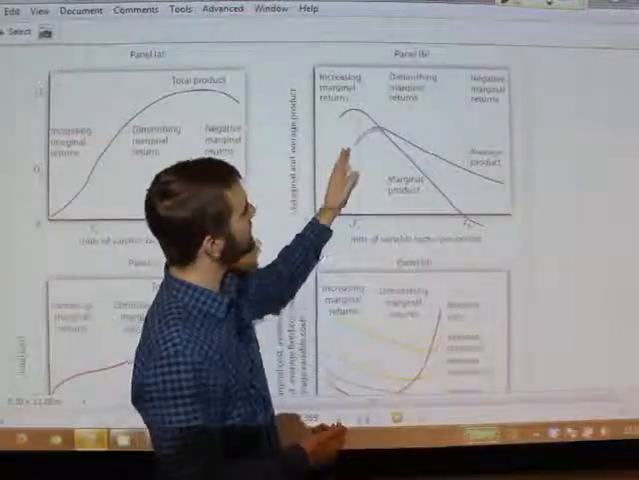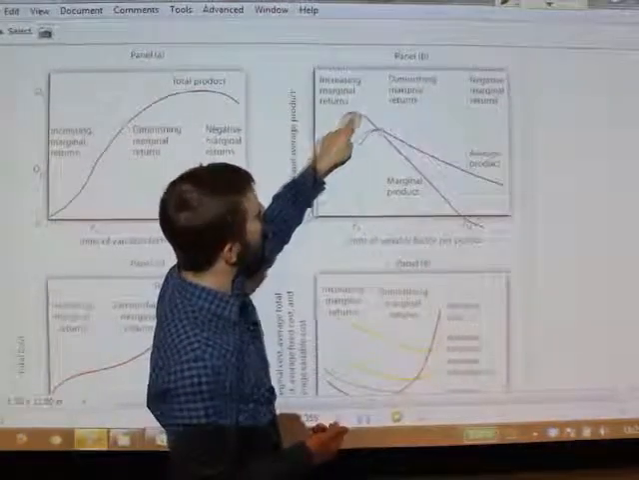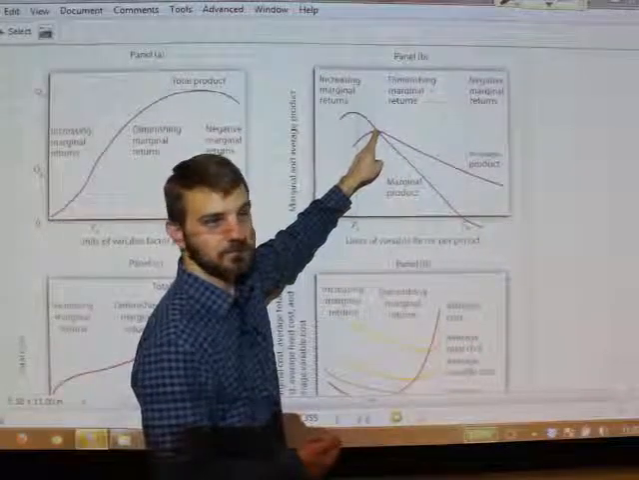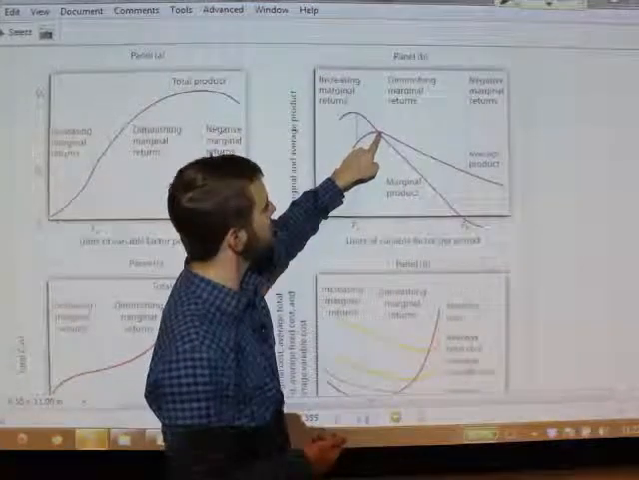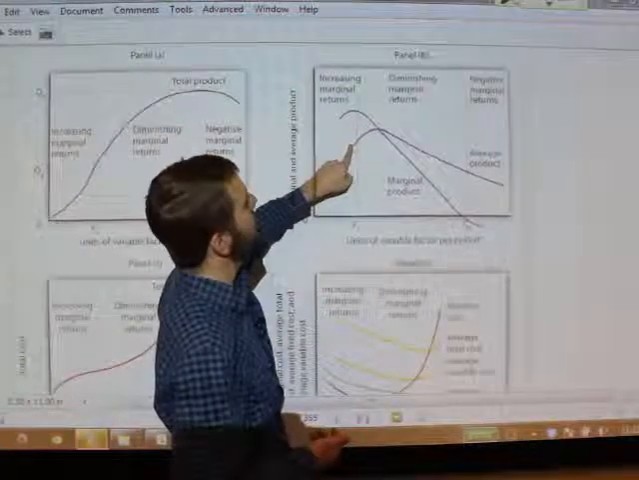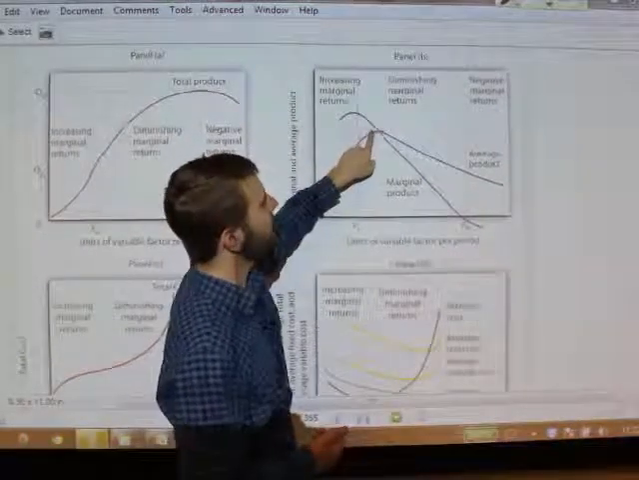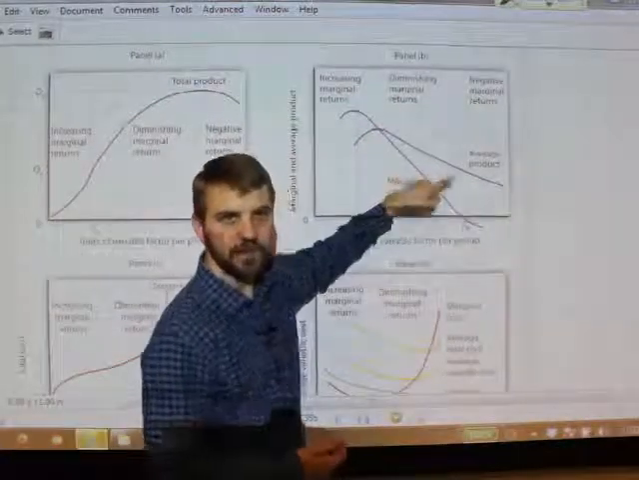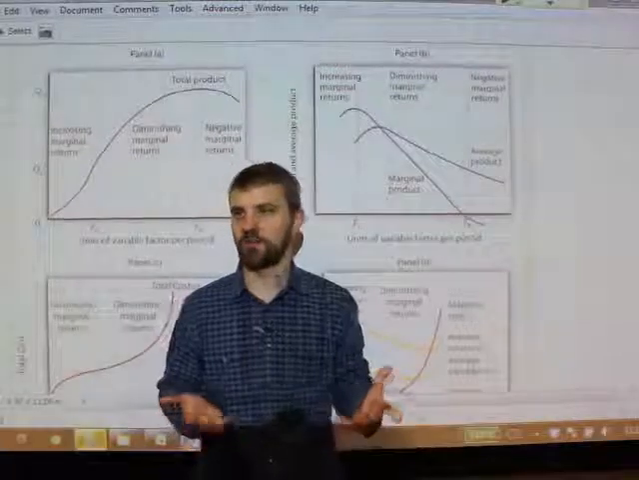And notice the marginal product is above average product until here, and then they cross. After they cross, marginal product is below average product. Before they cross, average product is rising. After they cross, average product is falling. That's a mathematical fact.